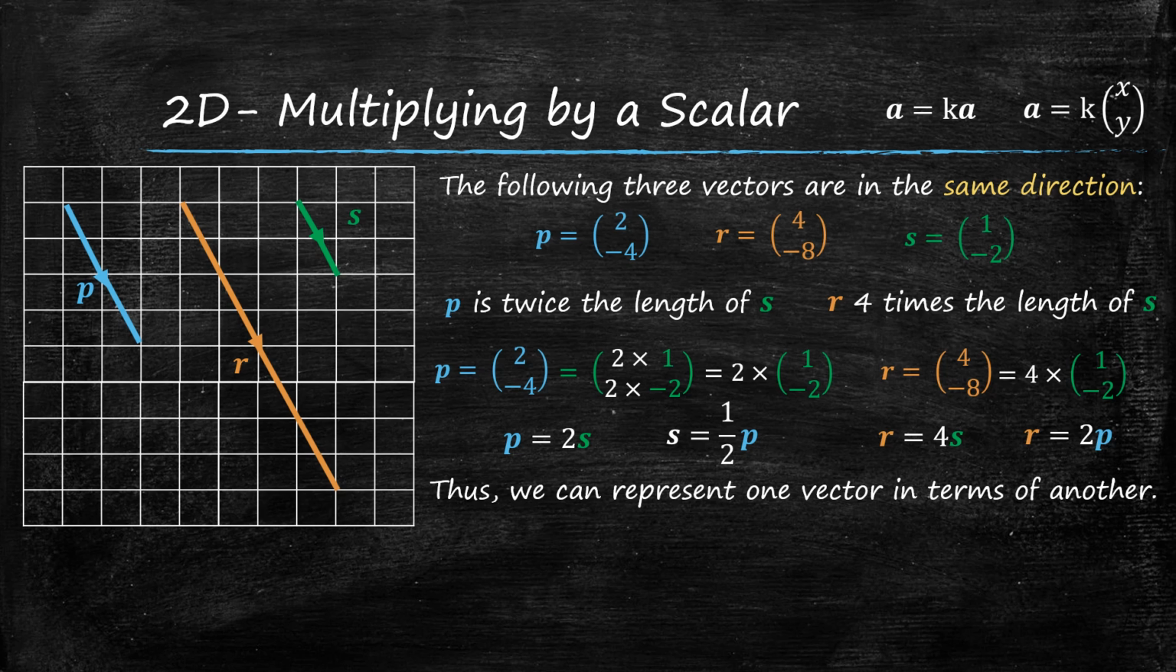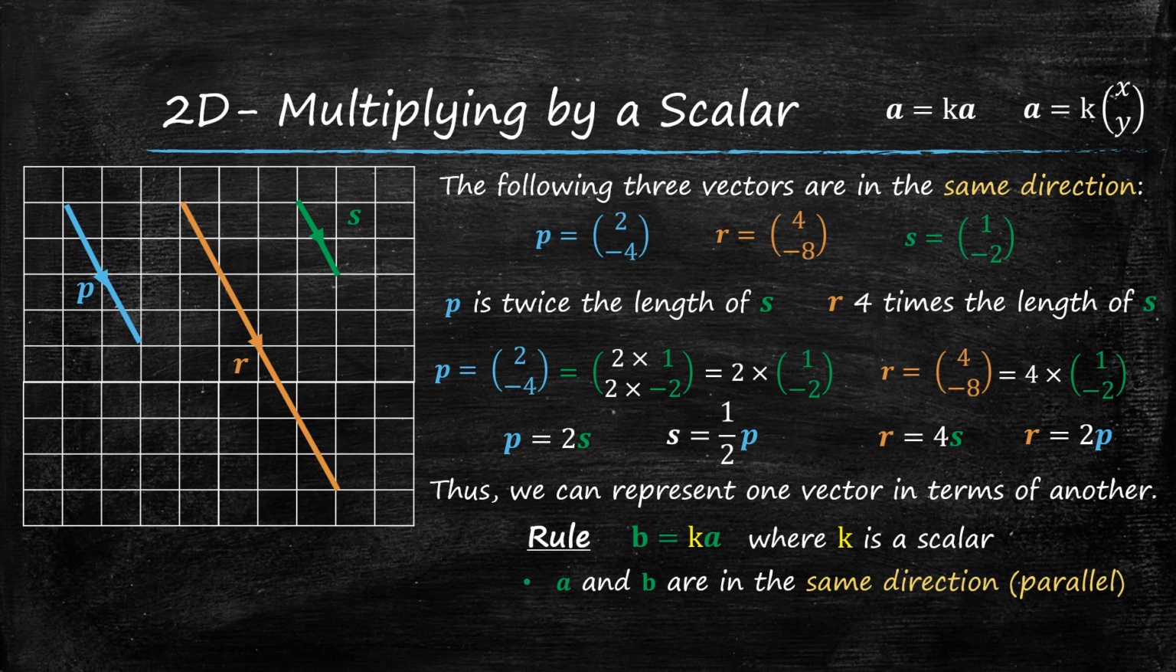Now what we're showing here is that we can represent one vector in terms of another, and there's a general rule which we use for this. So the rule is b equals k times a, where k is a scalar quantity, our multiplier. a and b in this scenario are in the same direction, they are parallel, and you can see that in the diagram. p, r and s are all in the same direction, they're all parallel, and b is k times the length of vector a.